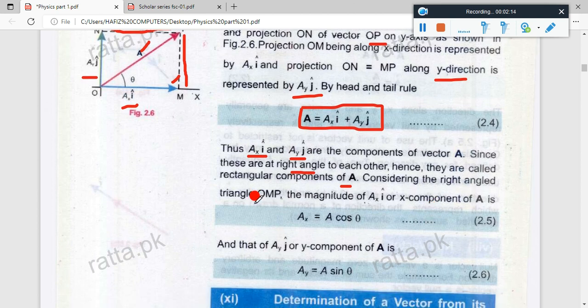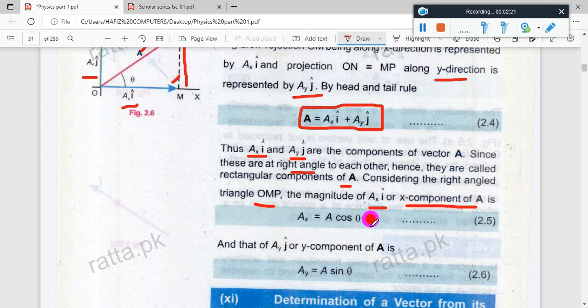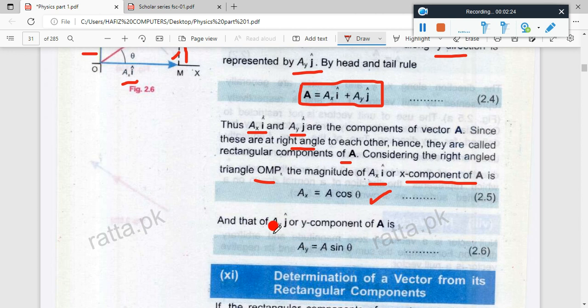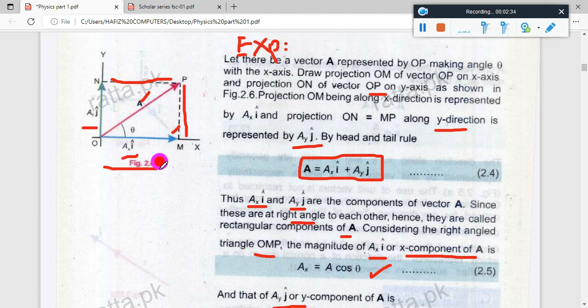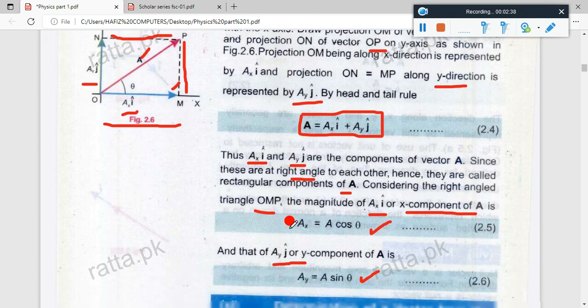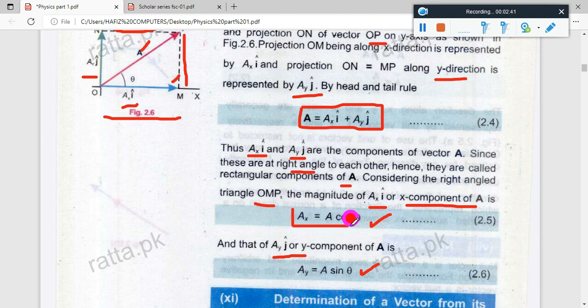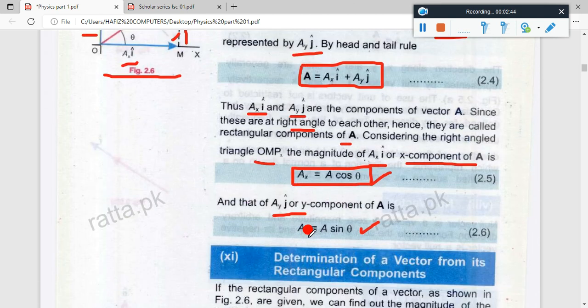Considering the right angle triangle OMP, the magnitude of AxI, the x component of vector A, is Ax equal to A cos theta, and the y component AyJ is equal to A sin theta. This OM line represents the inclination of vector A, having a component x which is equal to Ax = A cos theta, and Ay represents its component as Ay equal to A sin theta.